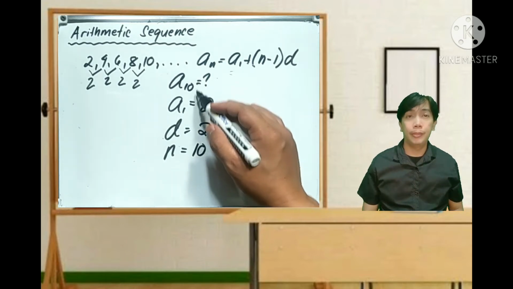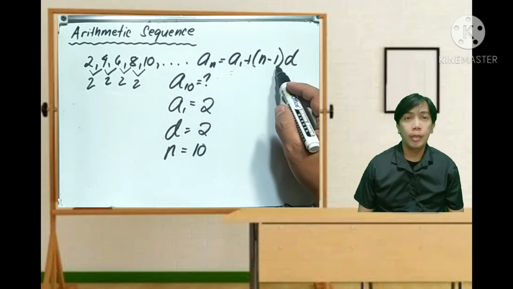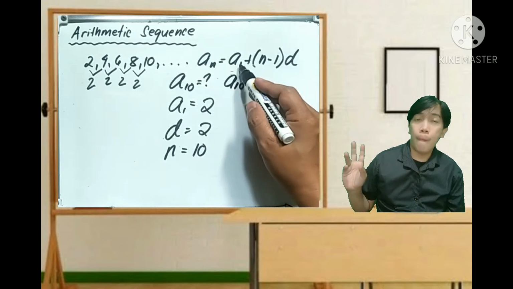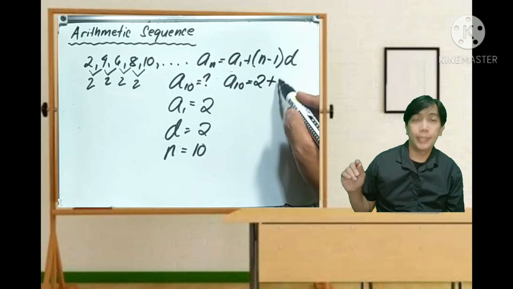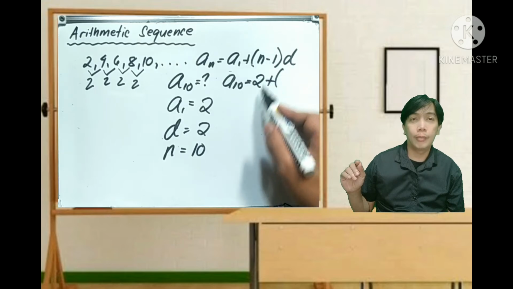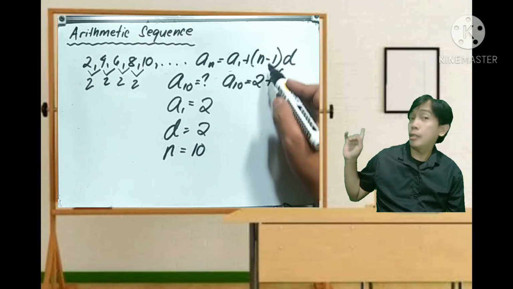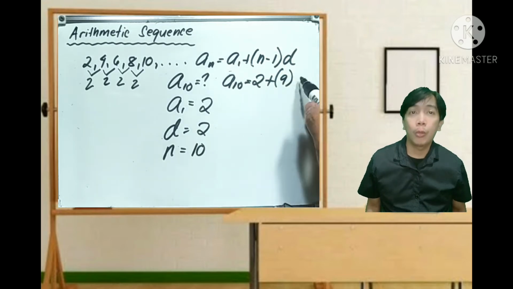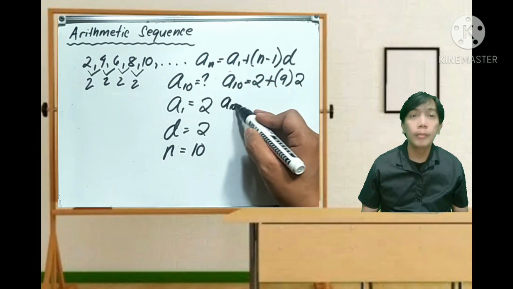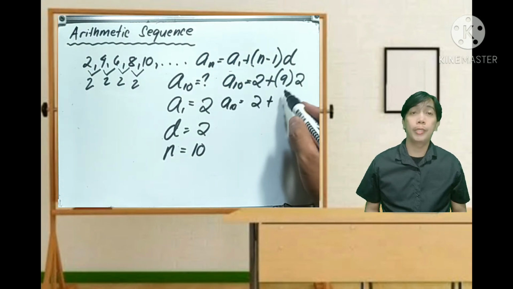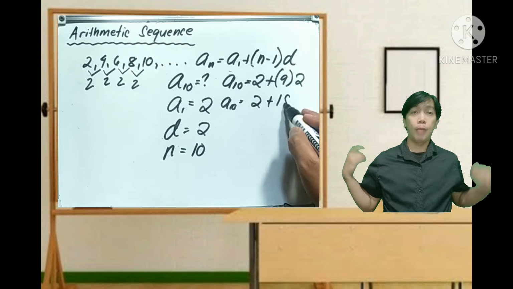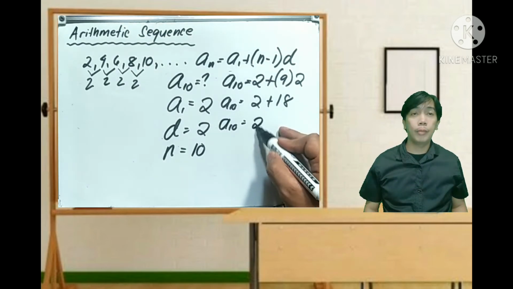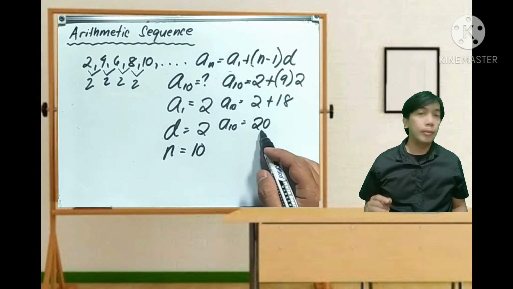Now, let us try to substitute the following in the given formula. So, a sub 10 is equal to a sub 1, which is 2, plus the quantity n minus 1, so we have the value of n is 10, minus 1, which is 9, times the common difference, which is 2. So let us solve: a sub 10 is equal to 2 plus 9 times 2, which is 18. And we have a sub 10 is equal to 2 plus 18, which is equal to 20. So our 10th term is equal to 20.